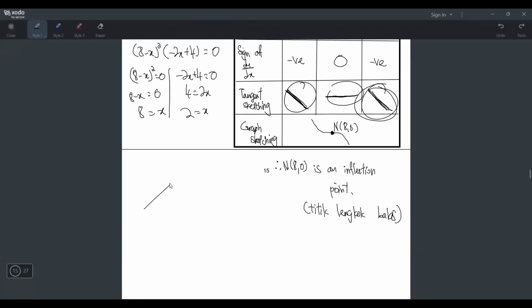But if you get positive, static, negative, it means what? Positive, positive, static, negative. It means maximum lah, right? Or what if you get negative and then static and then positive? That one minimum lah, right? It means that kalau satu positive, satu negative, then it will be minimum or maximum. But if it's both negative, like negative, static, negative, or positive, static, positive, then it's inflection point.